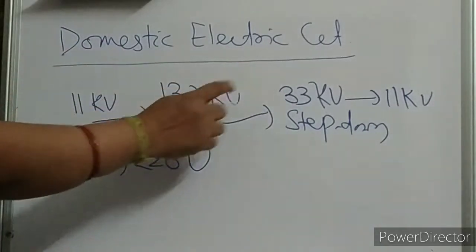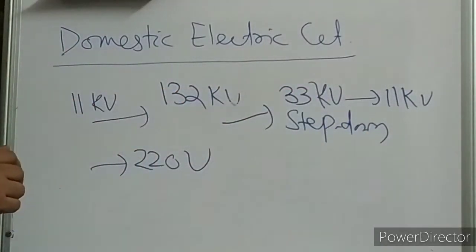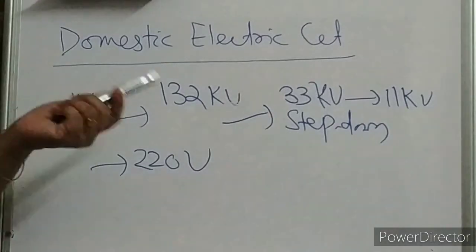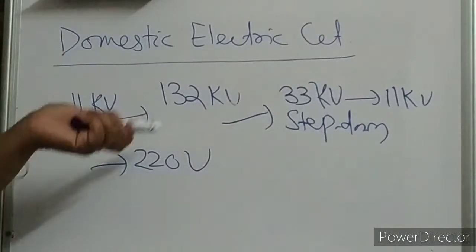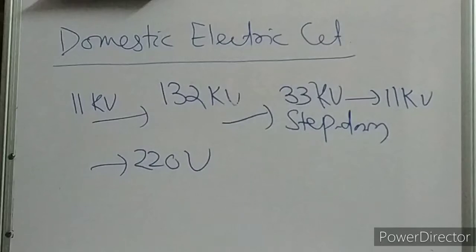So this is step up, then step down. Clear, children? And why we are using this, we have also now just discussed. Clear? Then again for this 220 volt supply, we will use three types of wires, children.